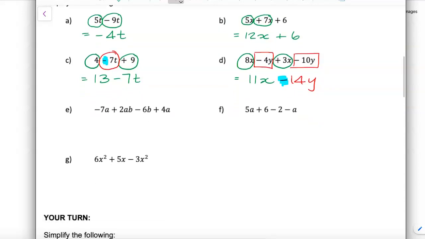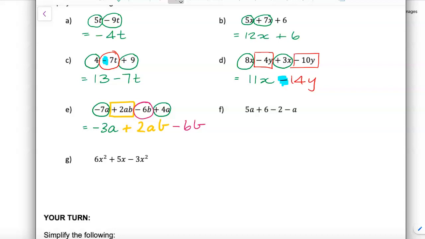In part E, we've got negative 7a plus 2ab, subtract 6b plus 4a. So let's circle the like terms. I've got a negative 7a and a plus 4a. So negative 7 lots of a plus 4 lots of a leaves me with negative 3 lots of a. I've got a plus 2a times b. There's no other terms with an ab in it, so I'm just going to leave that one as positive 2ab. And then I've got a take 6b. There's no other terms with a singular b in it, so I'm going to leave that term as it is.